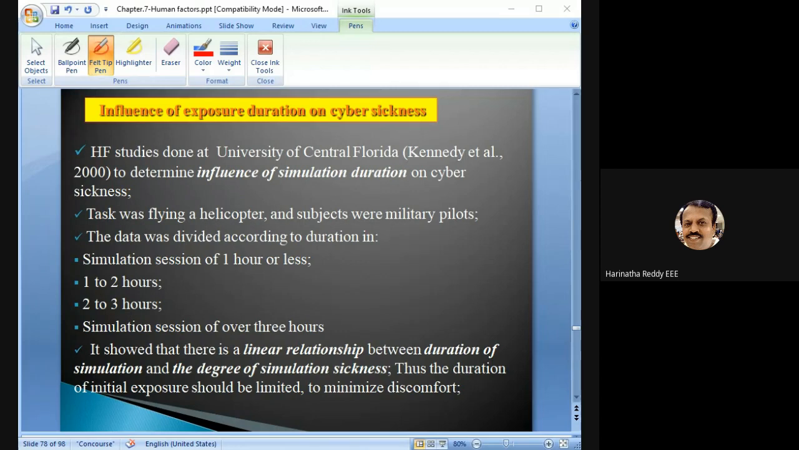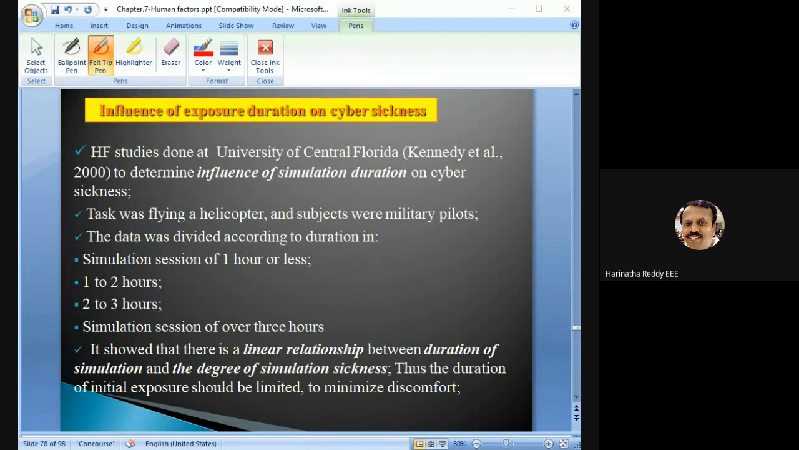The task considered was flying a helicopter, and the subjects were military pilots. The data was divided according to duration: simulation sessions of 1 hour or less, 1 to 2 hours, 2 to 3 hours, and sessions over 3 hours. This example showed that there is a linear relationship between the duration of simulation and the degree of simulation sickness. That is, the more the duration, the more the simulation sickness. So the duration of initial exposure should be limited to minimize discomfort.